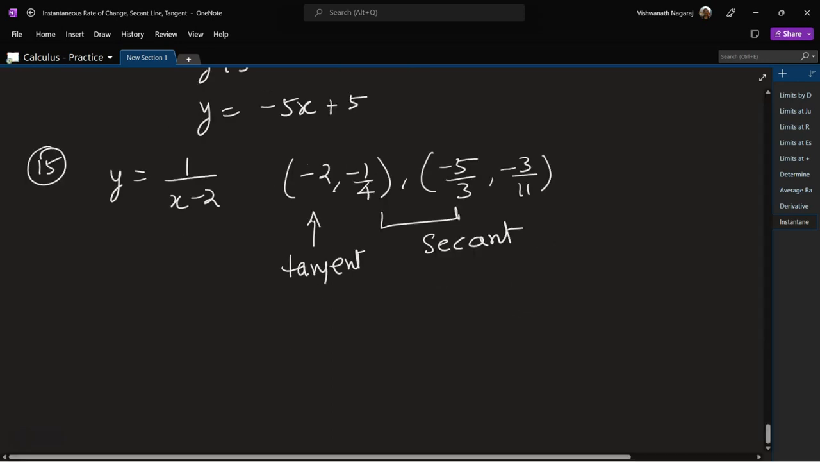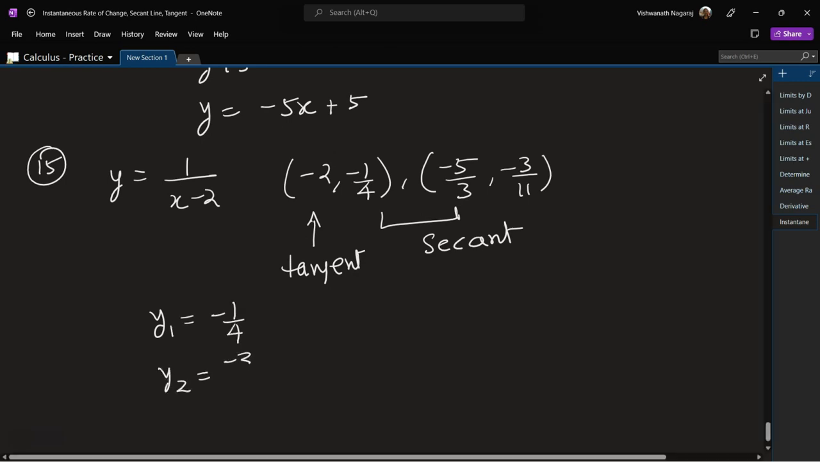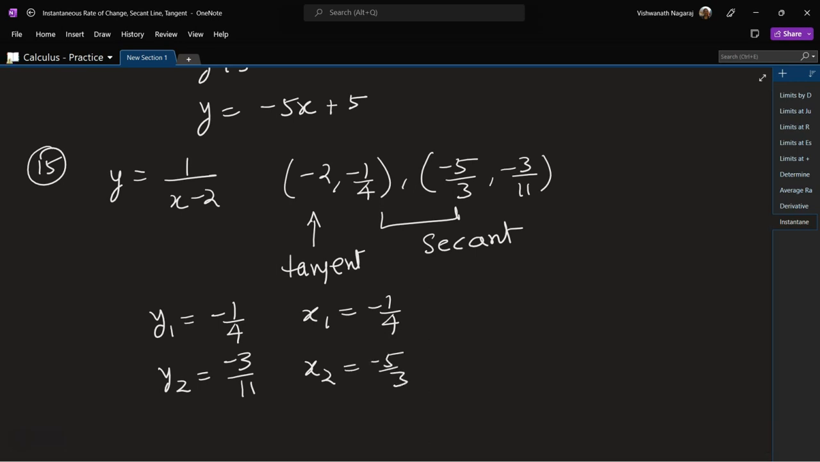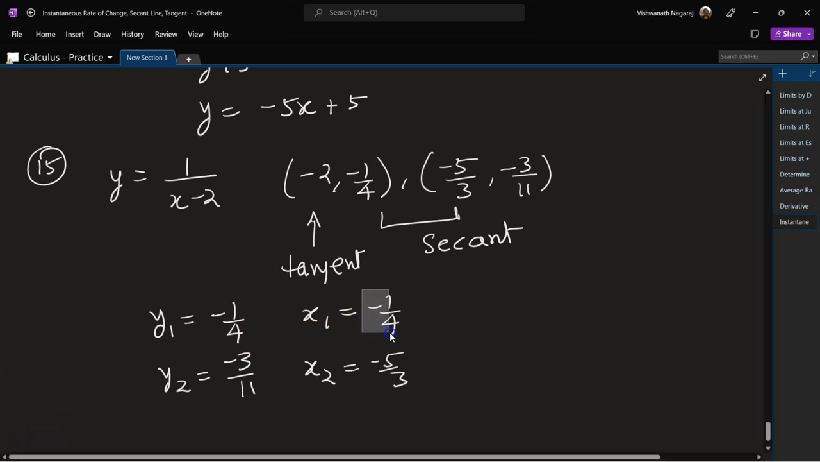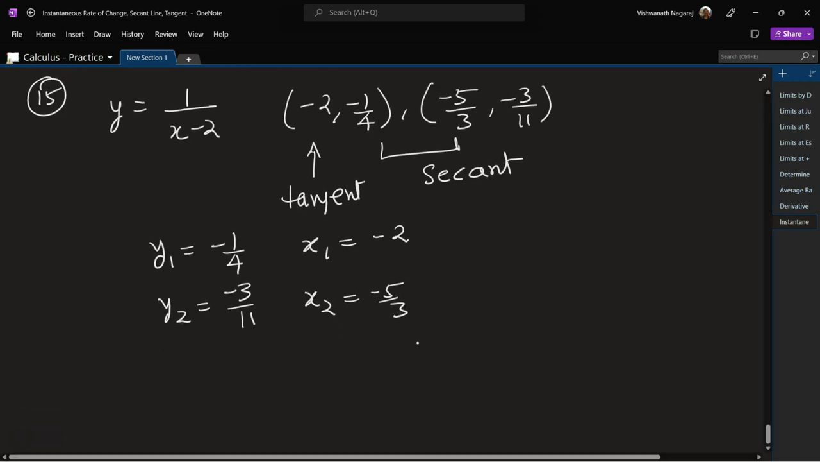Okay. So now y1 is equal to minus 1 by 4, y2 is equal to minus 3 by 11, x1 is equal to minus 1 by 4, and x2 is equal to minus 5 by 3. No, this is not 1 by 4, it is minus 2. So you have to be very careful while writing this.